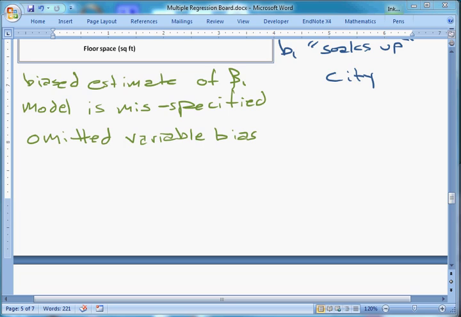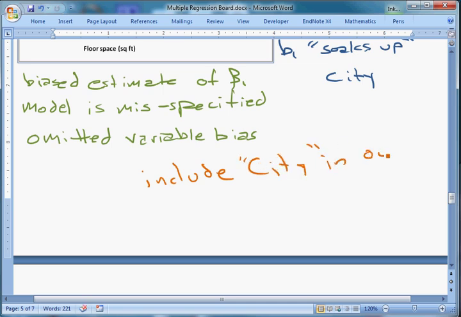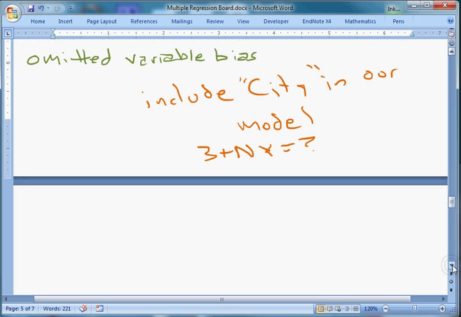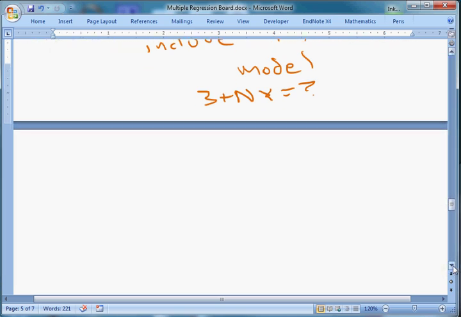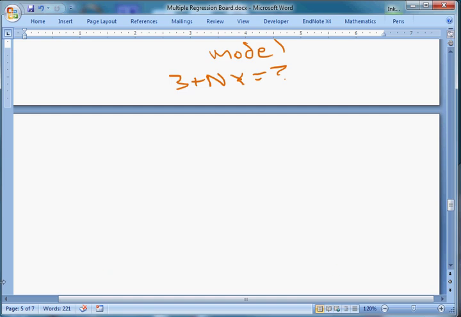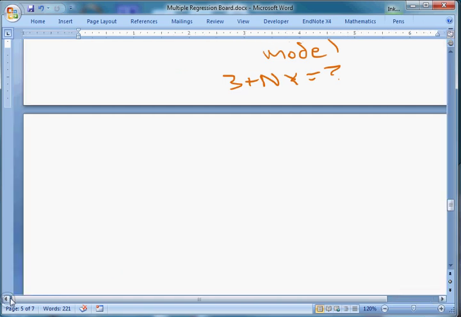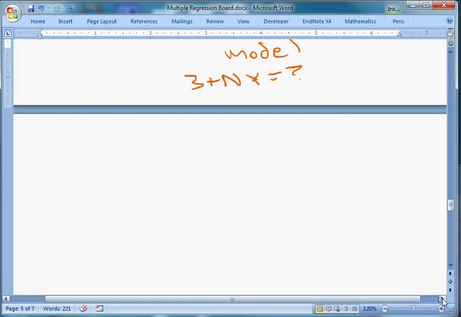Okay, now the way to solve this problem is pretty straightforward. What we do is we just include the omitted variable. So we want to include city in our model. But how do we do that? What's 3 plus New York? I don't know. It would be a hard problem if somebody else hadn't already solved it. Fortunately, somebody has solved it. And this is what we do. We're going to create a type of variable called a dummy variable.